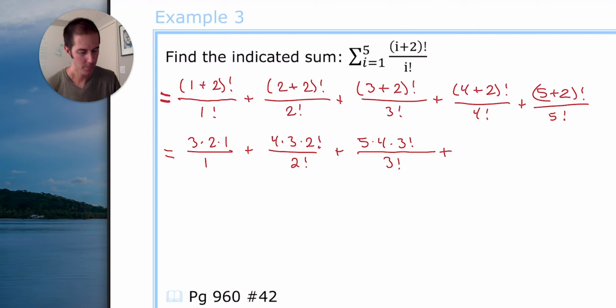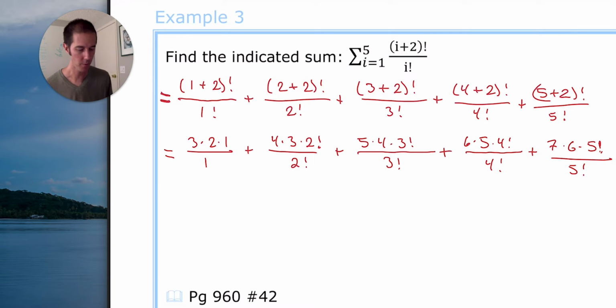Plus 6 times 5 times, see where I'm going with this yet? I don't need to write all that out. 4 times 3 times 2 times 1, and in the denominator, 4 times 3 times 2 times 1, we're going to be canceling those out all in one fell swoop. 7 times 6 times 5 all the way down. That's an exclamation point. There we go. Over 5 factorial. Great. Let's do some canceling.